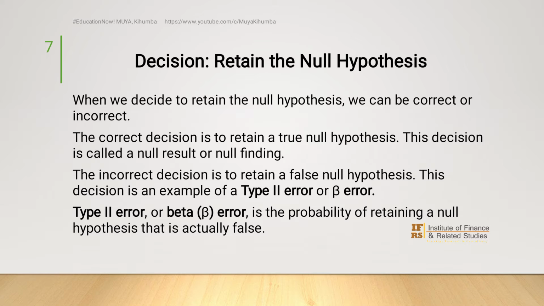The incorrect decision is to retain a false null hypothesis. The decision is an example of a type 2 error or a beta error. With each test we make, there's always some probability that the decision is a type 2 error. In this decision, we decide to retain previous notions of truth that are in fact false. While it is an error, we still do nothing. We retain the null hypothesis. We can always go back and check by conducting more studies. Therefore, a type 2 error or a beta error is the probability of retaining a null hypothesis that is actually false.